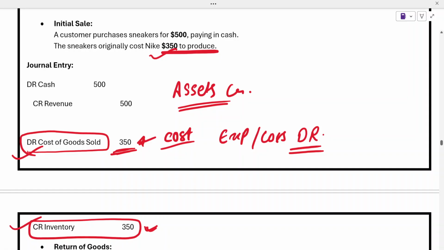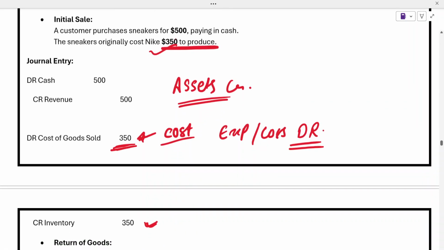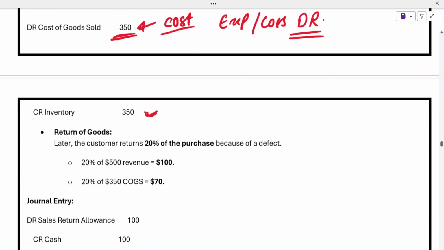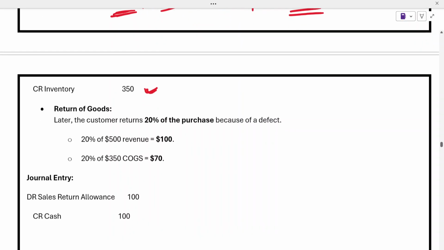And why has this entry been passed? Because when goods are sold, two important things happen. One is receiving the money, for which we have passed the first entry, cash to revenue, and second, the inventory will be reduced. This always happens together. So we have debited the cost of goods sold and credited the inventory.